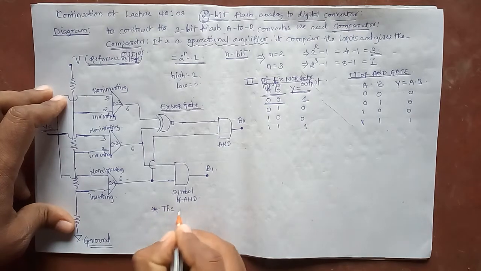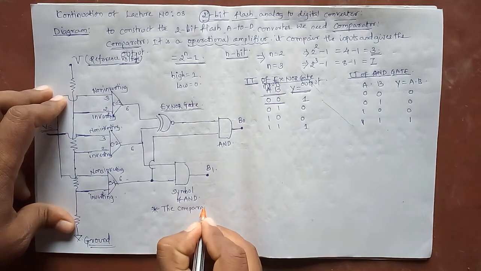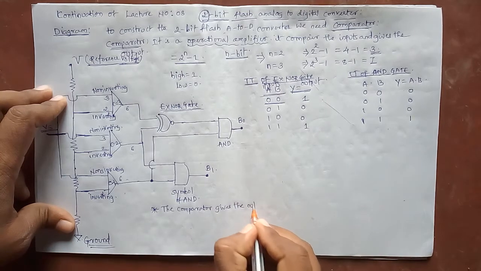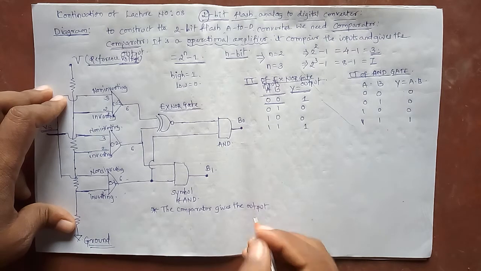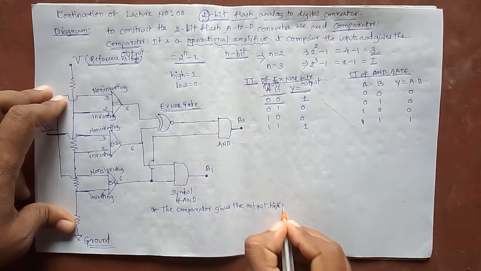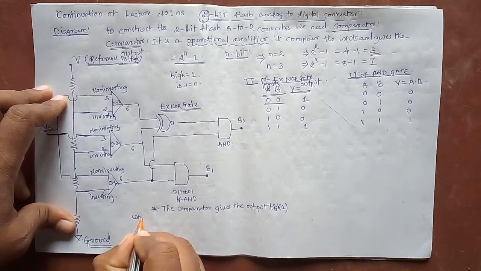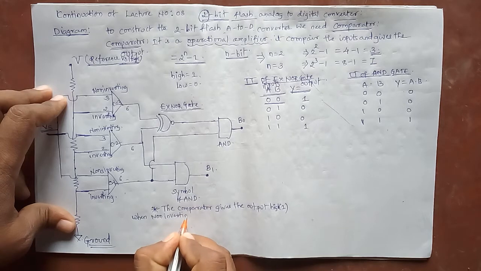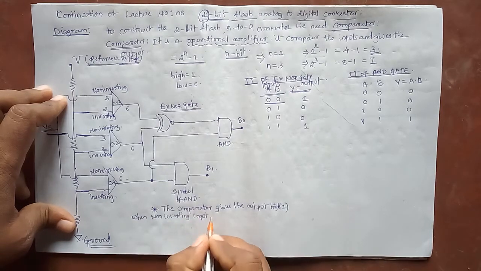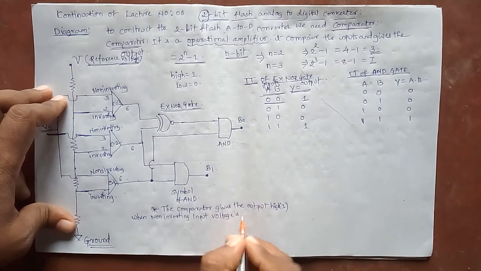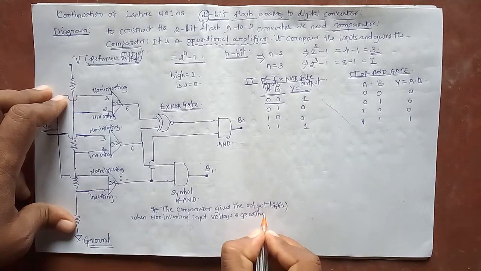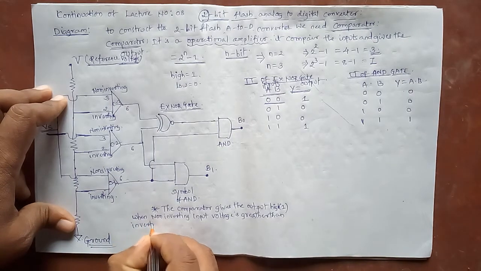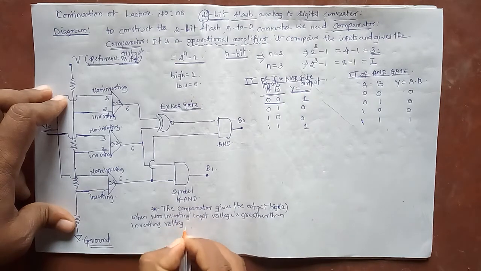Condition number 1 is: the comparator gives the output high when the non-inverting input voltage is greater than the inverting voltage.